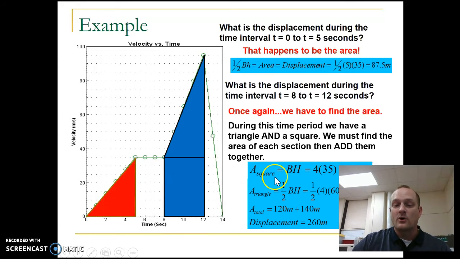The area of a square or a rectangle is base times height. In this case, it's 4 times 35, or 140 meters. The area of the triangle here is 1/2 base times height. I get 120 meters there. So I have a total displacement during this time interval of 260 meters. It's the area all the way down to the horizontal axis.